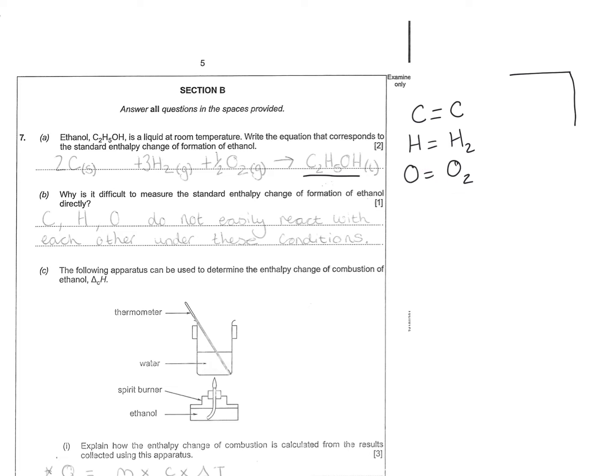Okay, why is it difficult to directly measure the standard enthalpy change of formation? C, H and O don't easily react together under just normal conditions. You have to add like different catalysts and stuff for it to happen.